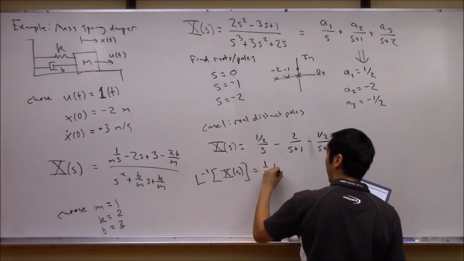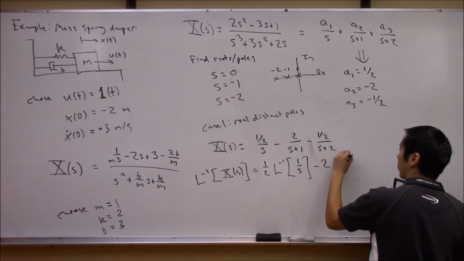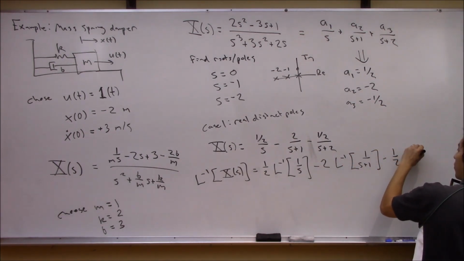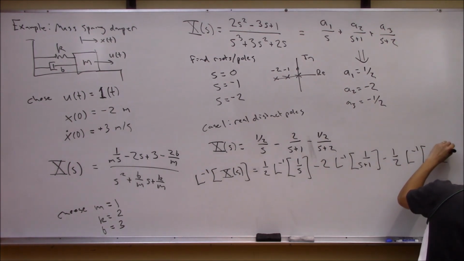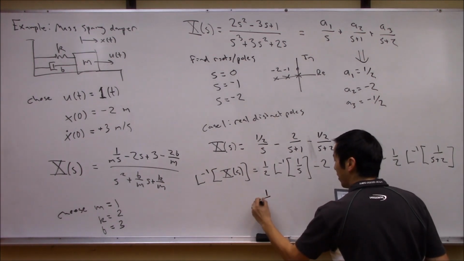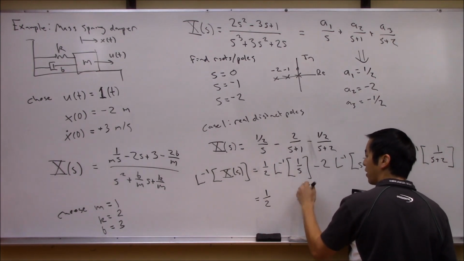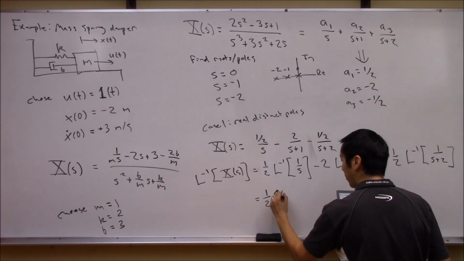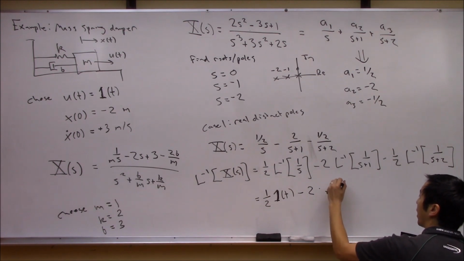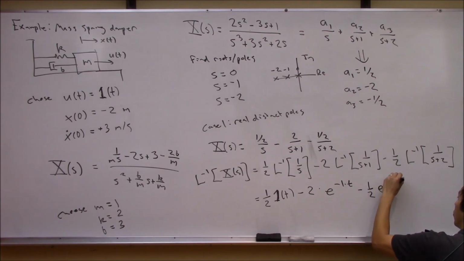So this is going to be 1/2 inverse Laplace transform of 1 over s minus 2 times inverse Laplace transform of 1 over s plus 1 minus 1/2 inverse Laplace transform of 1 over s plus 2. Right? And we're basically home free, because if you look at this, these are all easily recognizable Laplace functions. So this we know is just a unit step. Minus 2 times this inverse Laplace transform is just e to the minus t. And then we end up with this one, which is e to the minus 2t.